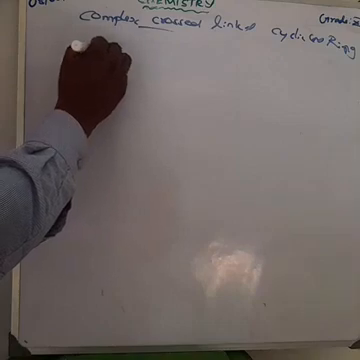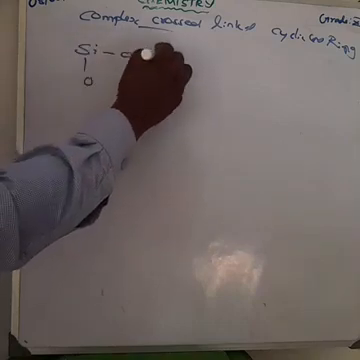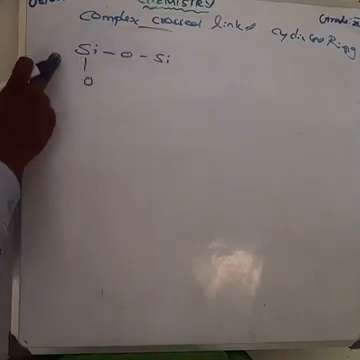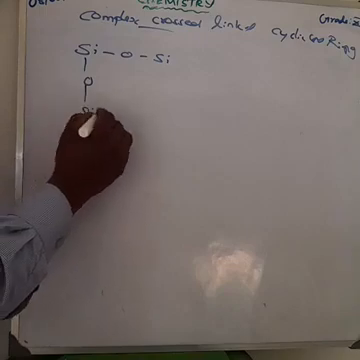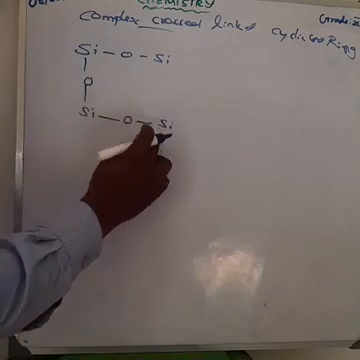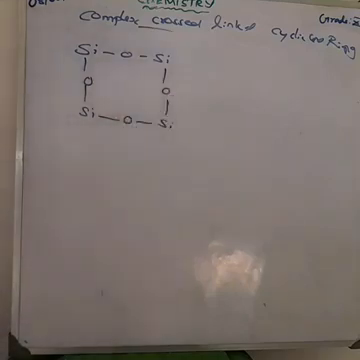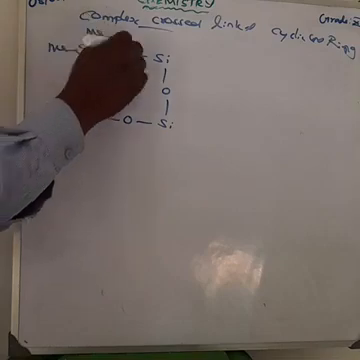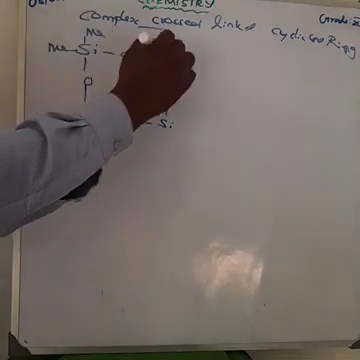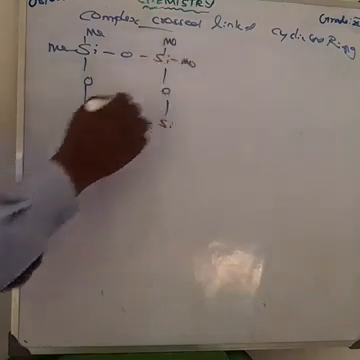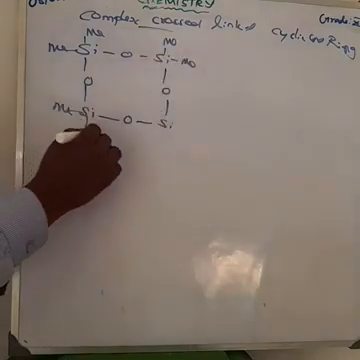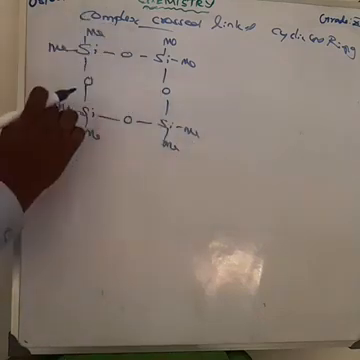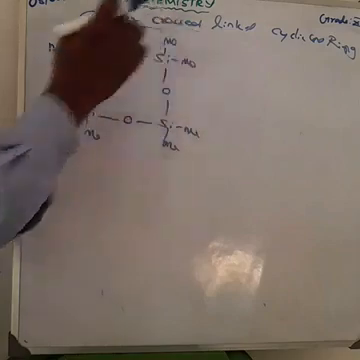For example, Si, O, Si. Si means silicon, oxygen, silicon. Below also, here having silicon, oxygen, silicon. Then join in oxygen. Here also silicon, oxygen, silicon. On the four sides I am giving an alkyl group. That is the methyl group. Alkyl group is methyl group. Me. How many Me did I write here? 1, 2, 3, 4, 5, 6, 7, 8.